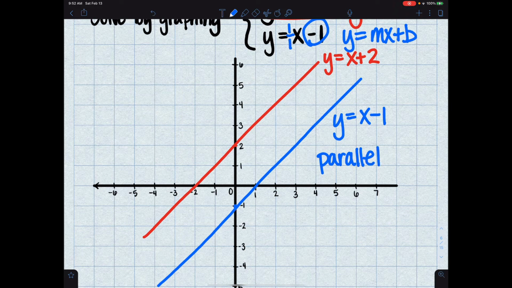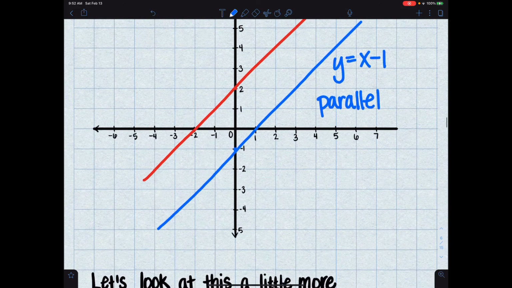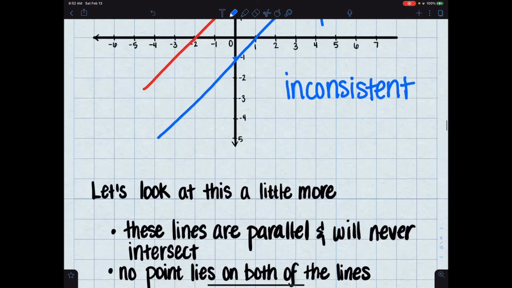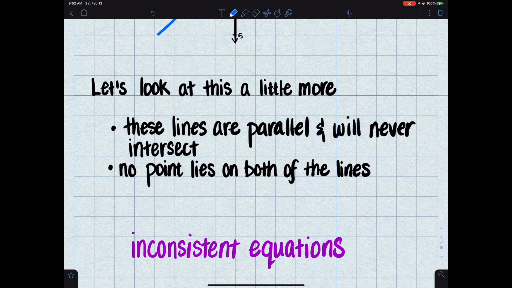There is no x and y that is on both lines. And so this is what's called an inconsistent equation. Inconsistent equation. And that means they're parallel lines, they never meet. There's no solution that you can figure out that's on both of the lines.